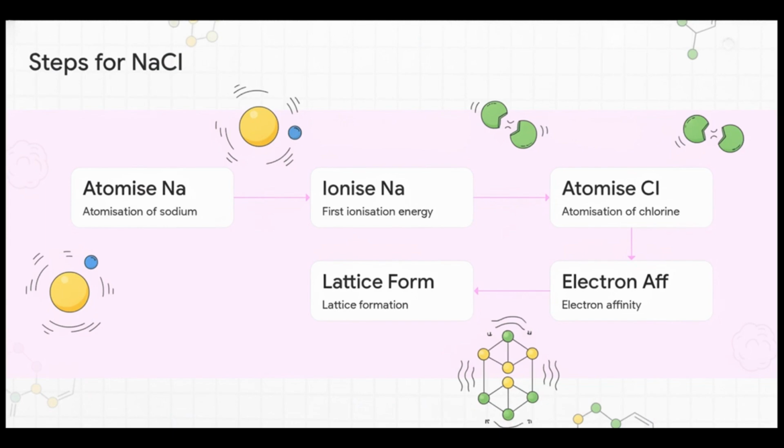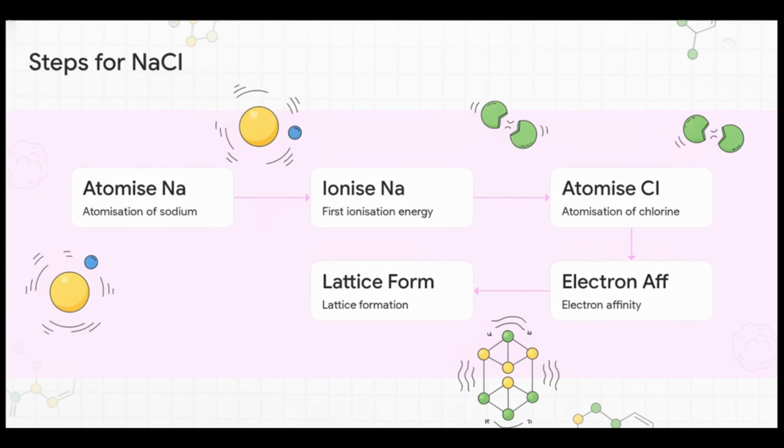Treat this like an accounting ledger, though, thankfully, chemical bookkeeping is much more explosive than doing your taxes. Step 1, we atomize the solid sodium into a gas, which means spending energy. Step 2, we ionize that gaseous sodium, ripping away an electron. Step 3, we atomize the chlorine gas, literally breaking the Cl2 molecule apart. Step 4, we give that loose electron to the chlorine atom. This is the electron affinity, which actually pays some energy back to us. And finally, step 5, those 2 gaseous ions snap together in lattice formation.